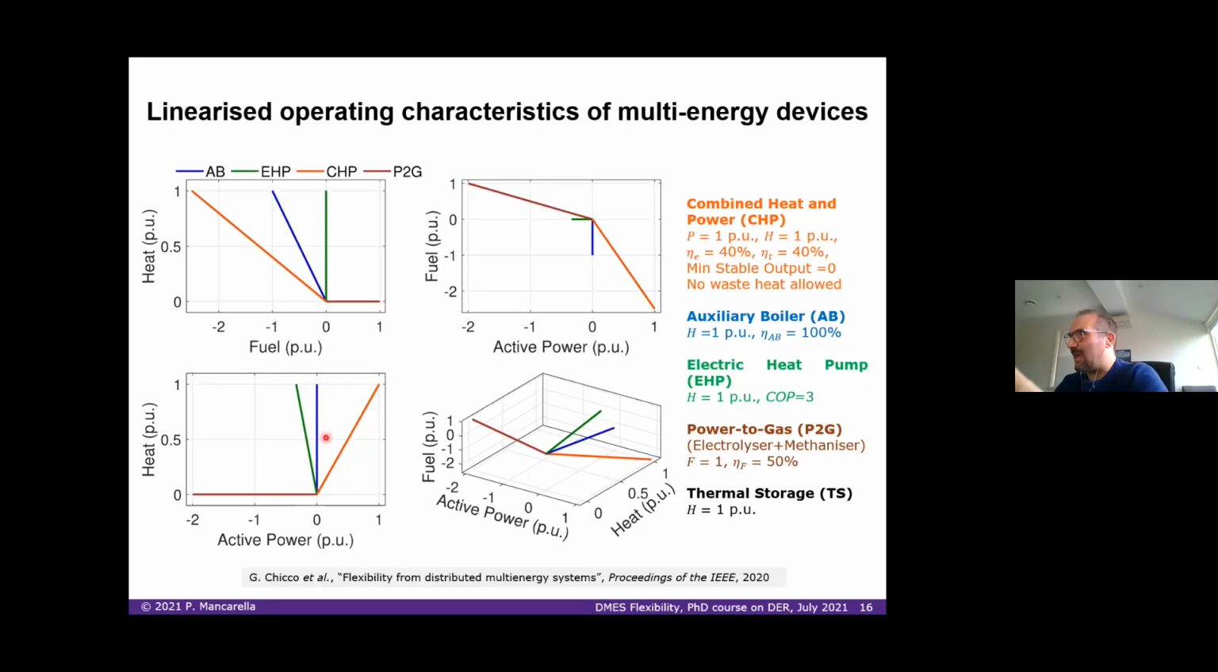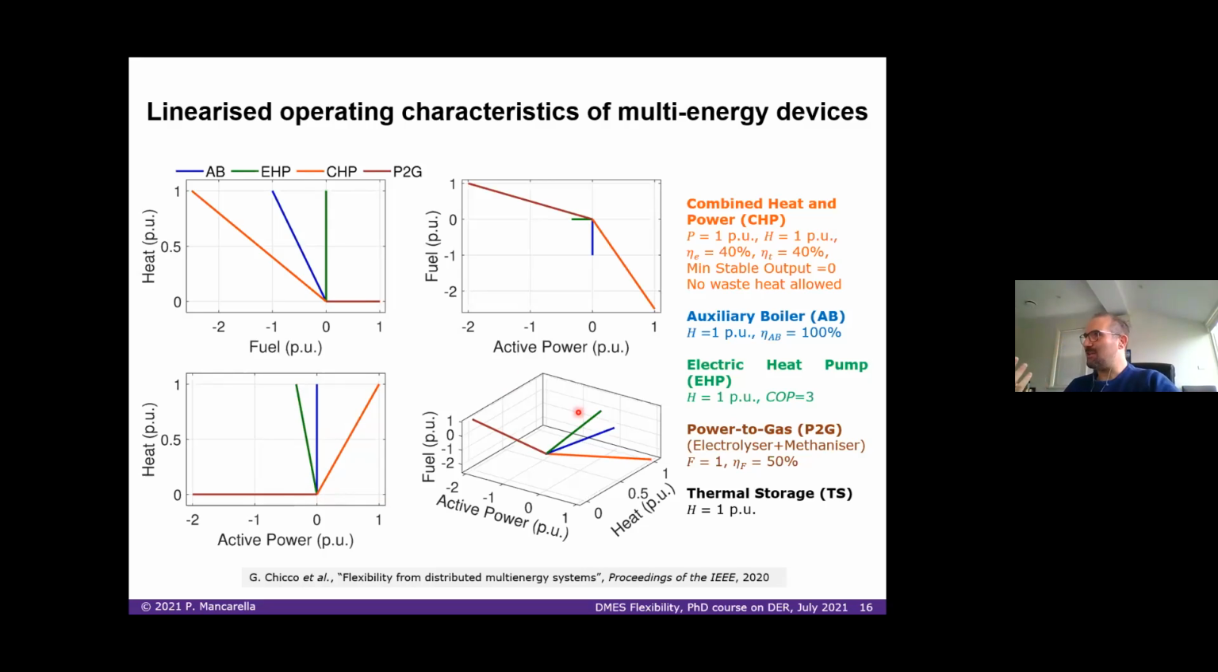And then you can do the same for the other technologies. For example, for combined heat and power, again, you see that I am producing active power and at the same time I'm also producing heat. In this case, I'm assuming I'm not wasting any heat. So these linear relationships can be seen on the different maps in different ways.